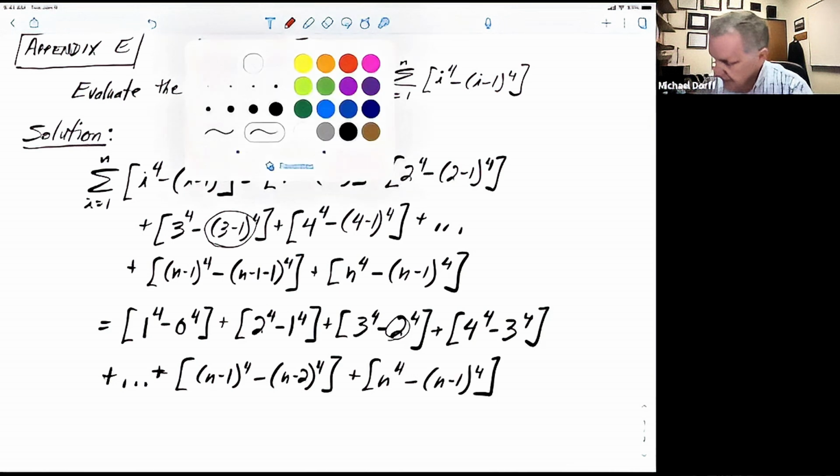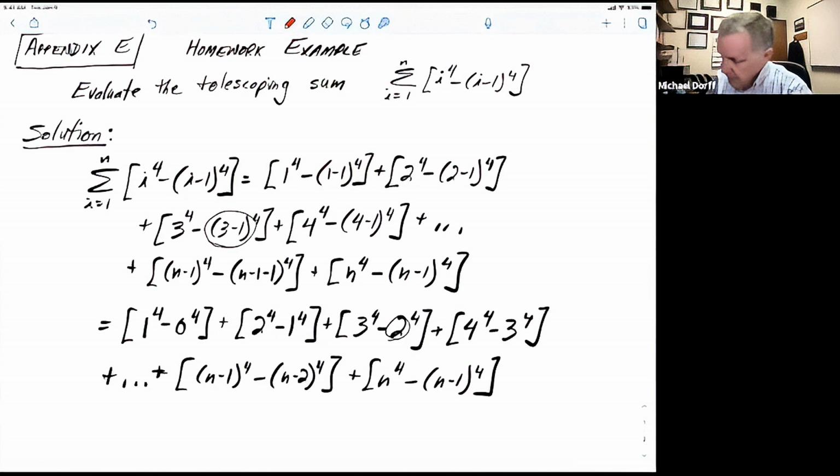Now let's look at what cancels. What do we have that's the same? Well, we notice that the first term, 1 to the fourth, cancels out with the minus 1 to the fourth in the second square bracket. And then the 2 to the fourth cancels out with the second term in the next bracket. The 3 to the fourth cancels out with a minus 3 to the fourth in the next one. So every time, the first term in the bracket cancels out with the second term in the next bracket. Even though we don't have it shown here, this 4 to the fourth is going to cancel out with a term that comes in the next bracket.